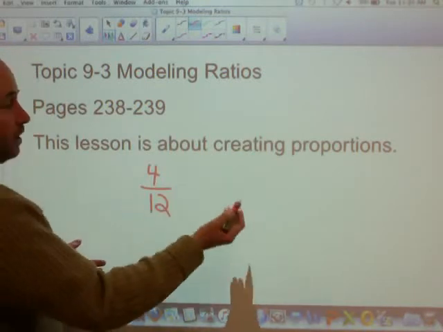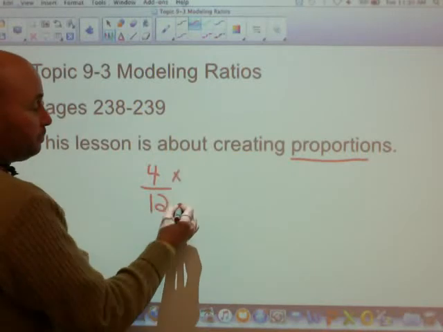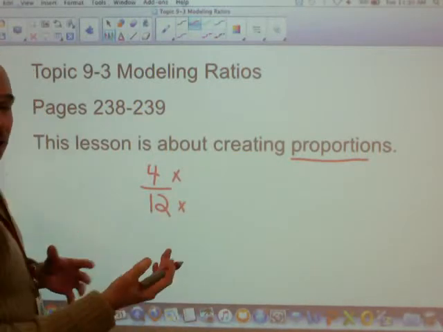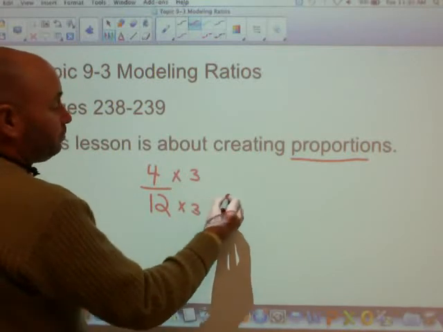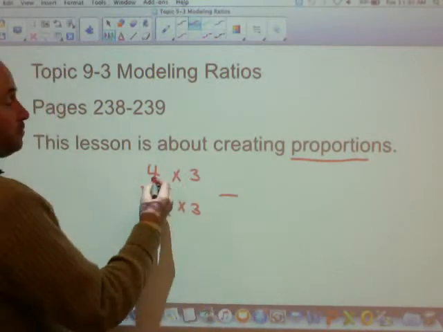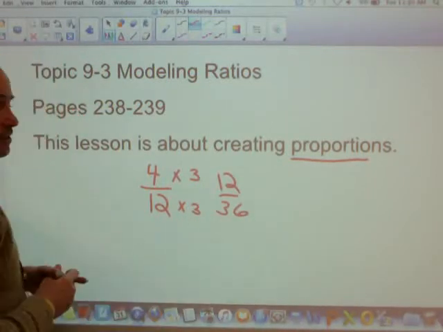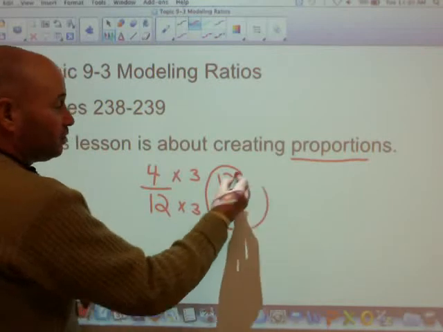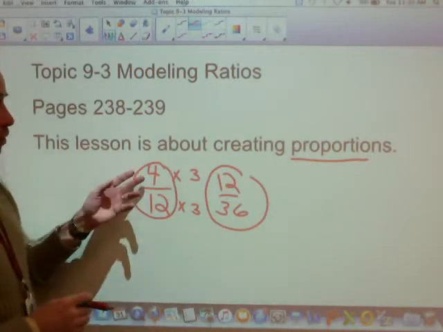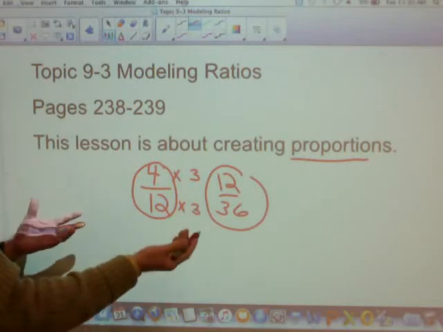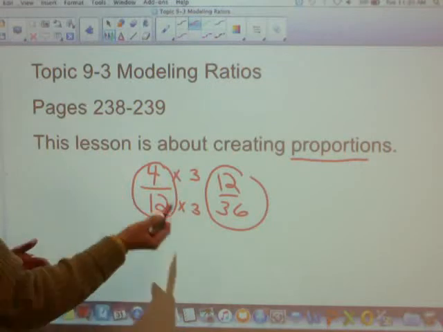And if we wanted to create proportions, we could certainly multiply by a common factor such as 3, and we would create proportional amounts. 4 times 3 is 12, 12 times 3 is 36. So this 12 to 36 ratio is proportional to this 4 to 12. And again, if we can use multiplication, we can also use division.